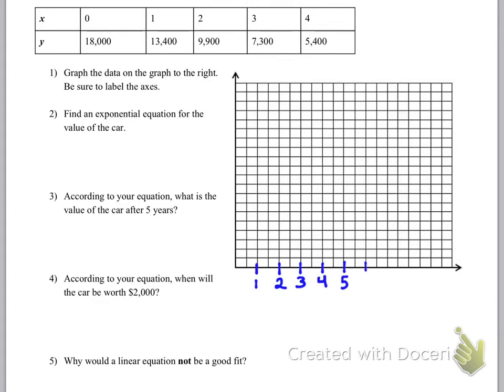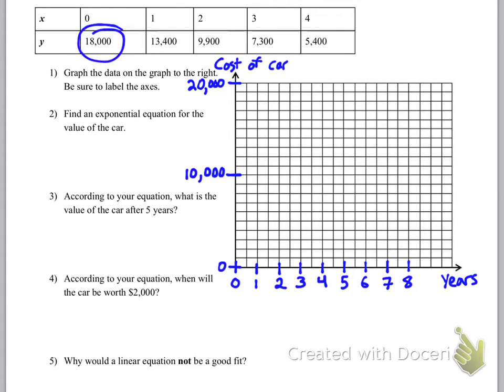So I'm going to be referencing that a lot. Go ahead and make your table, or make your chart. That's the number of years after the car was bought, and this is the cost of the car. So I have it going all the way up to 20,000 because we start at 18,000. That's the highest it will be because it's decreasing in value.